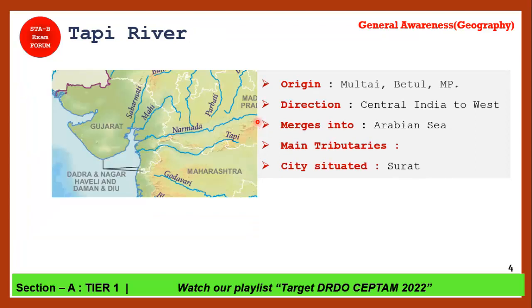Okay. The next important river is Tapi. It is similar. It flows from central India to the west and its origin is Betul, MP. So it is here, Betul, MP. And finally it merges into the Arabian Sea. Okay. The important thing is that the city situated near the Tapti river is Surat. So this question has come in the DRDO CEPTAM 9 exam. Okay. This much is sufficient for the Tapi river.